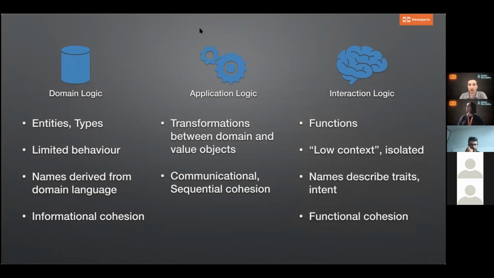And finally, we have the interaction logic, and that consists of functions or groups of functions. If we want to achieve cohesion here, then the context must be provided from outside, and we need to carefully choose what the parameters for our functions are. This will determine how composable the functions are and how testable they are.